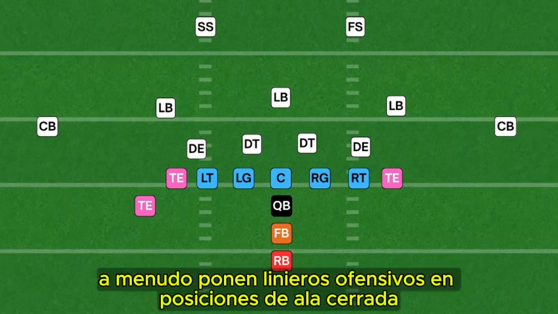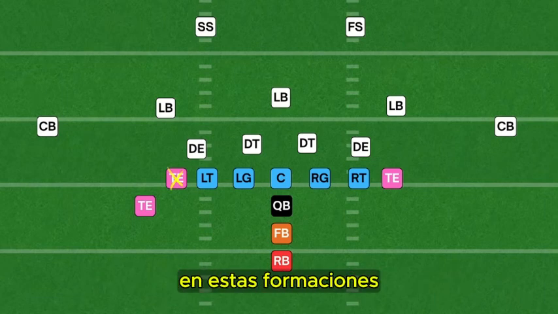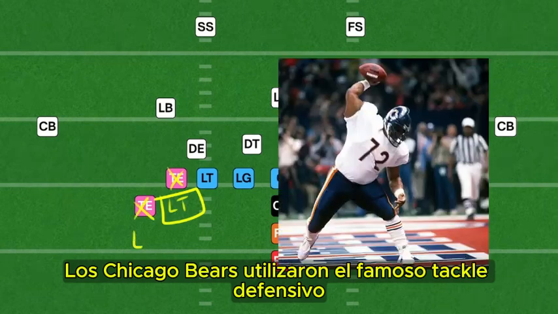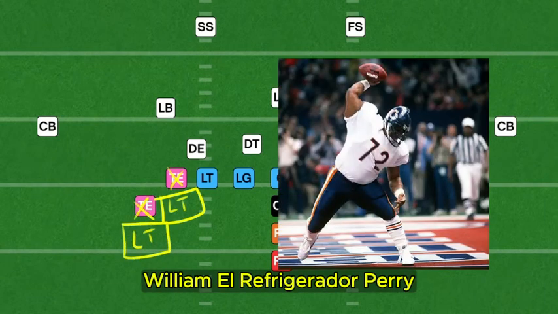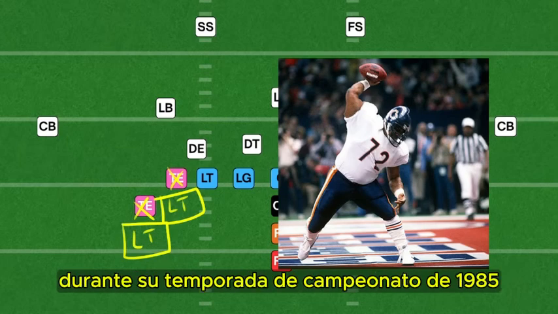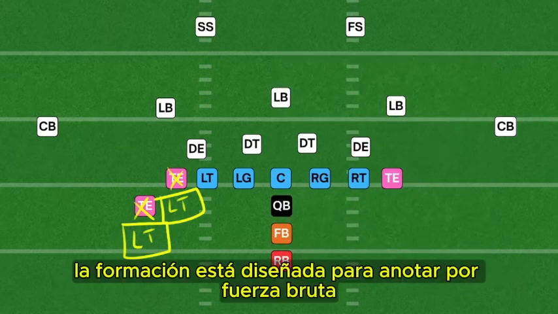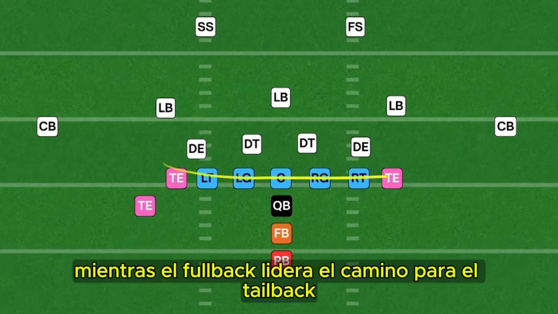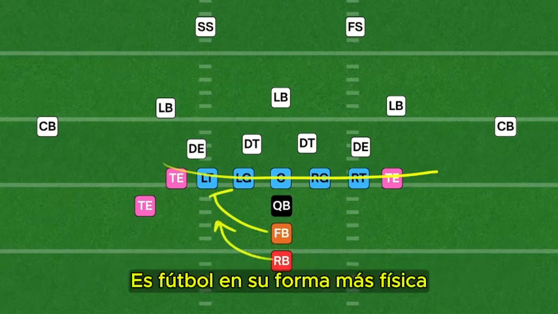Teams often put offensive linemen at tight end positions in these formations. The Chicago Bears famously used defensive tackle William "the Refrigerator" Perry as a fullback in goal line situations during their 1985 championship season. The formation is designed to score by brute force. The tight ends and offensive linemen create a wall of humanity, while the fullback leads the way for the tailback. It's football at its most physical.